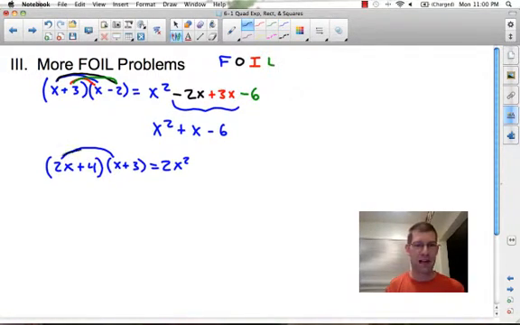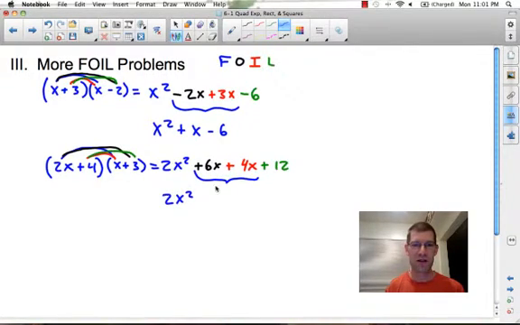Then if I do the outside, so I have my 2x times my positive 3 for a plus 6x. Then my inside, I have a positive 4 times a positive 1x, which gives me a plus 4x. And then my last, so the last part of the first binomial, positive 4, times the last part of the second binomial, positive 3, for a plus 12. And then we take and combine the outside and the inside together for a 2x squared. Positive 6x plus 4 more gets me plus 10x, and then a plus 12. One more example is all I have planned.